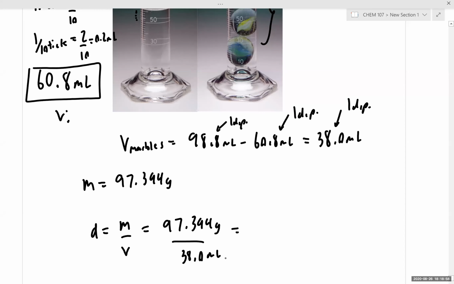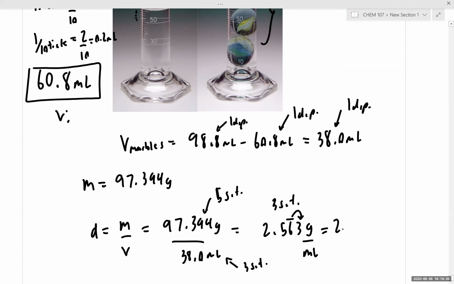That in turn, so the number on the bottom has 3 sig figs. The number on the top has a massive 5 sig figs. Our final answer should have 3 sig figs. That gives us 2.563 gram per milliliter, which we then round to 3 sig figs. 3 is less than 5, so because of this, we round this number to 2.56 grams per mil.